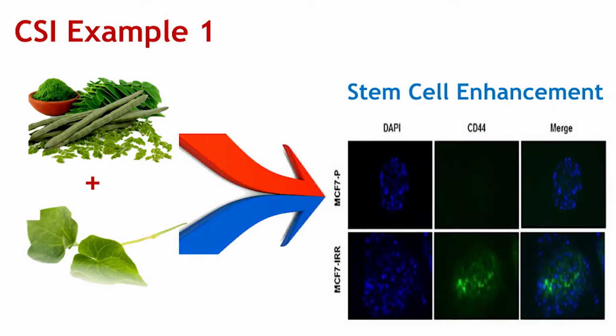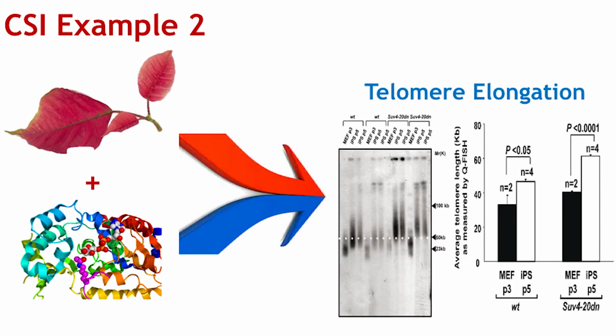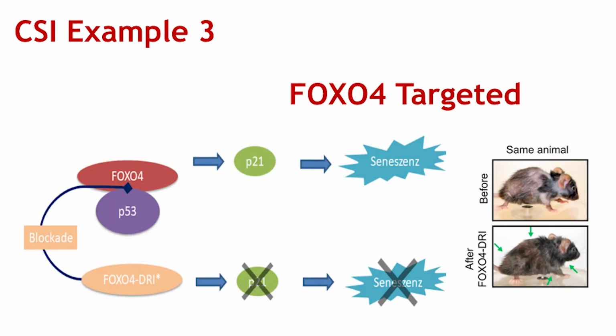For example, we have about 6 samples. We use all Thai herbs in order to get a stem cell enhancement. For the telomere elongation, we can extend the telomere with Thai herbs and also some proteins from plants. We also want to do this one, which is very interesting and is undergoing research.